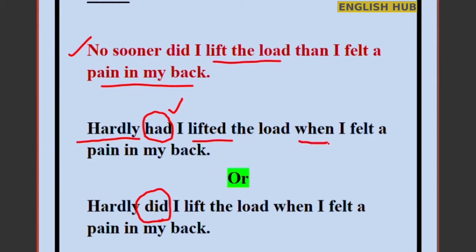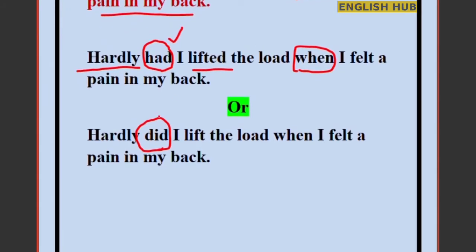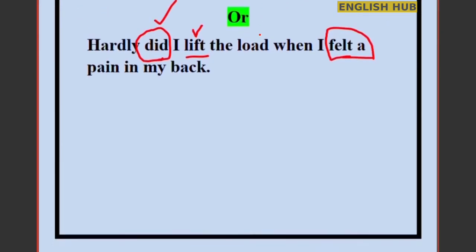So here you also have to remember that you use when, not than. In case of no sooner, you use the word than, but in case of hardly, you use the word when. Now, in case you use the helping verb did, then what will change? You will use the first form of the verb here. Not the third form, but the first form. First form means the present form. Hardly did I lift the load when I felt a pain in my back. Okay. This thing will also be in the past tense. Why? Because the sentence is in the past form. Okay, I think this part is clear.